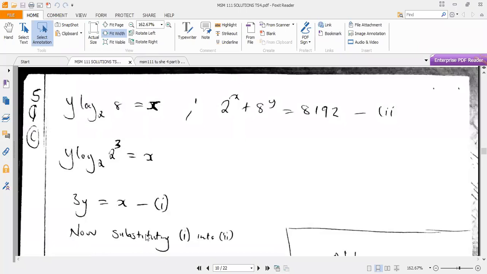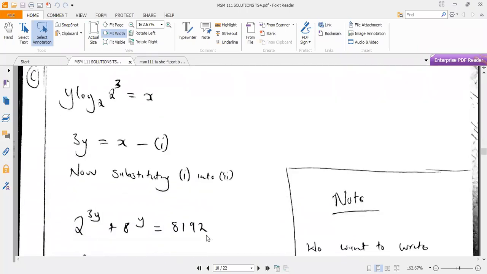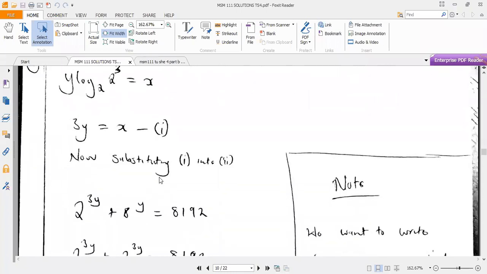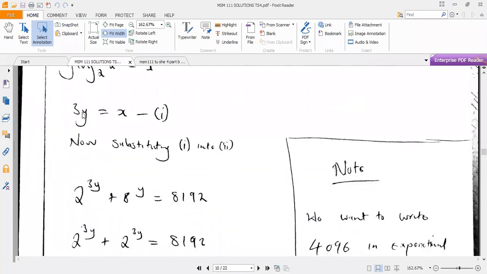Now, substituting into equation 2, we get something like this. Where there is x here, we have said that x is equal to 3y, isn't it? So in your equation 2, it's 2 to the power x, right? Where there's x, you put a 3y, the one you have found in your equation 1. So you have 2 to the power 3y plus 8 to the power y is equal to 8,192.